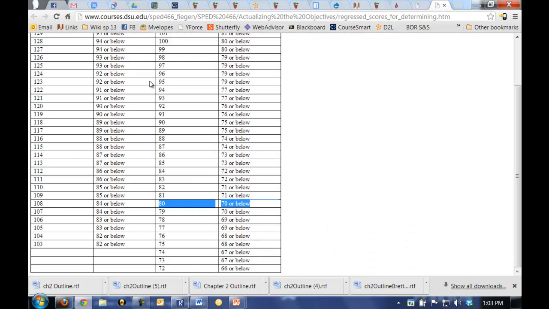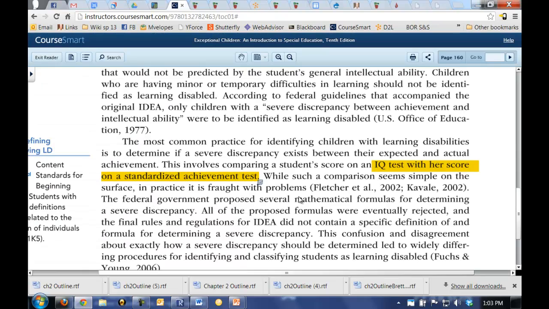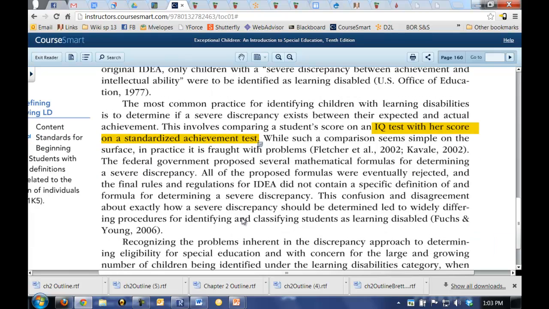You compare those two like I showed you there. While such a comparison seems simple on the surface, its practice is fraught with problems. The federal government proposed several math formulas for determining that discrepancy. All of the proposed formulas were eventually rejected. Can you imagine rejecting something from the feds? And the final rules and regs of IDEA did not contain specific definitions or formulas of discrepancy.